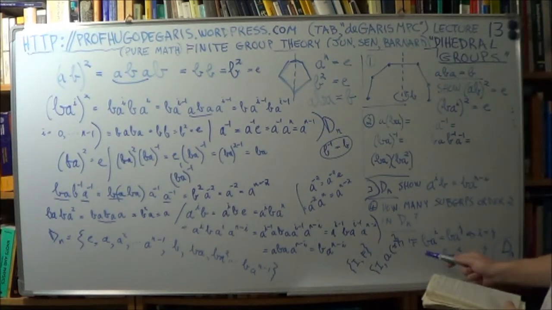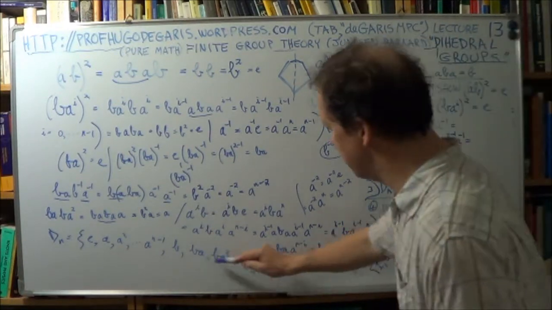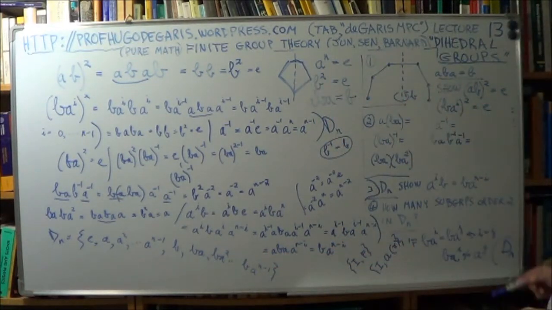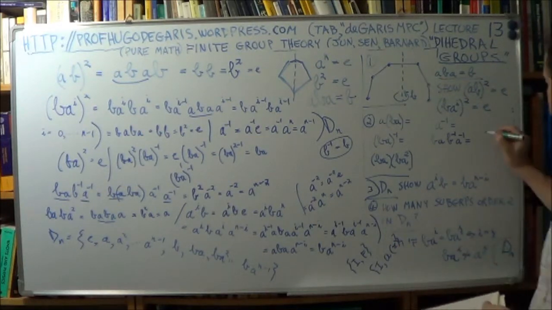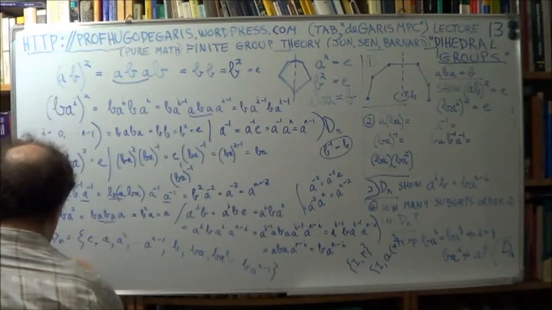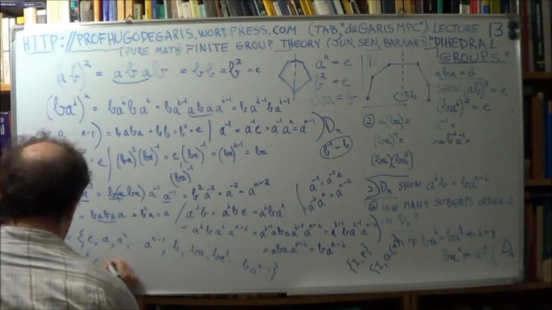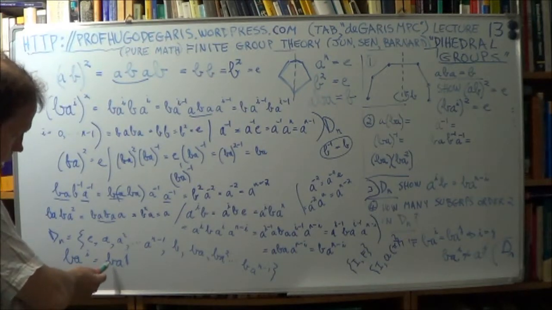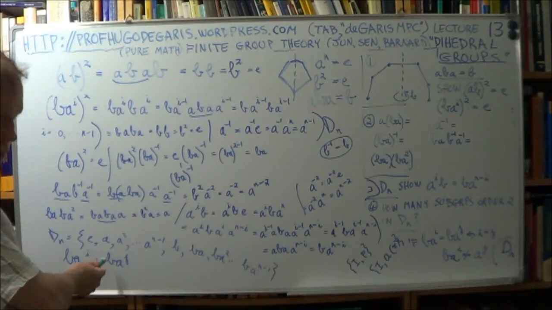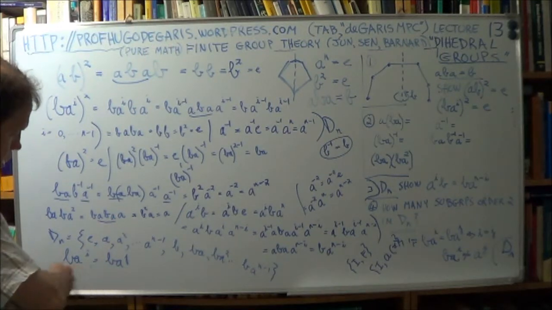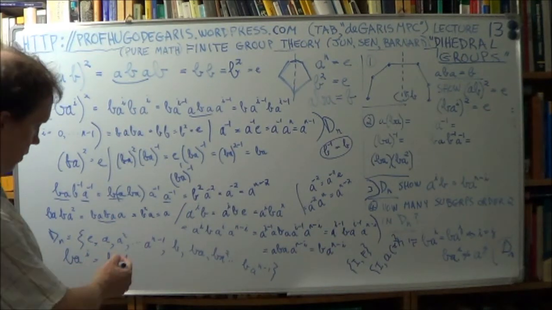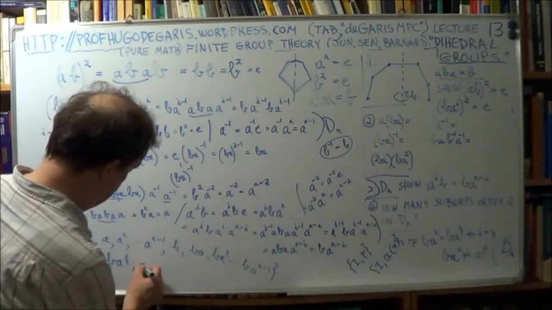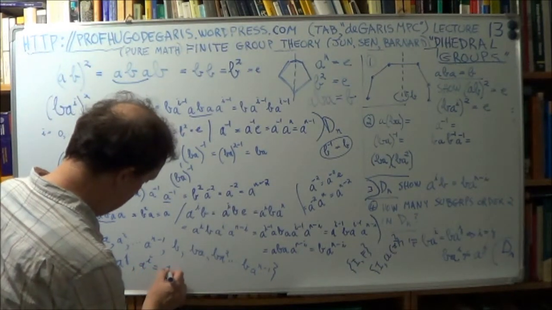Okay, so if we assume any two of these have the same value, then we must show that i equals j. Well, let's assume that BA^i equals BA^j. Now, this is just an element of a group. It has an inverse. So pre-multiply both sides by B inverse. So you'll get A^i equals A^j.